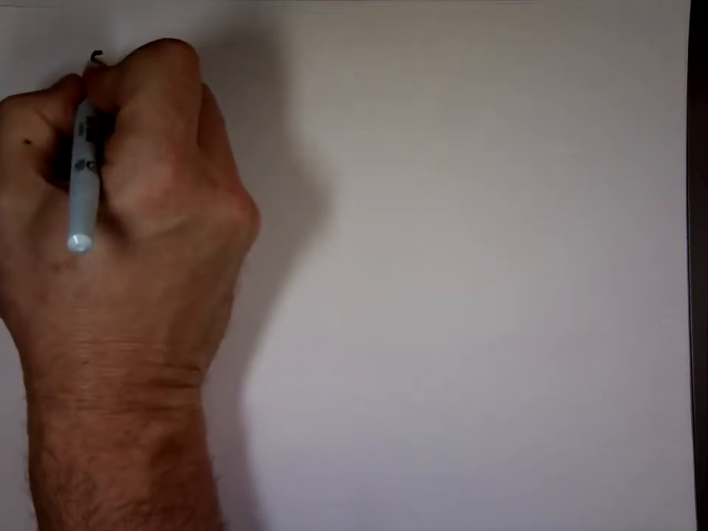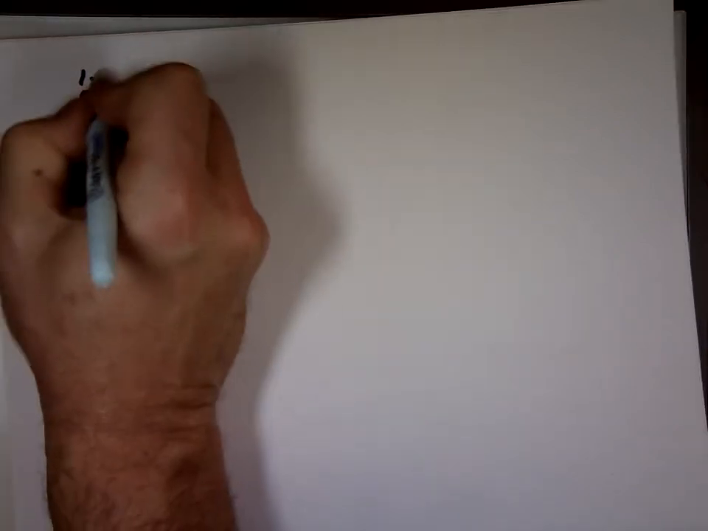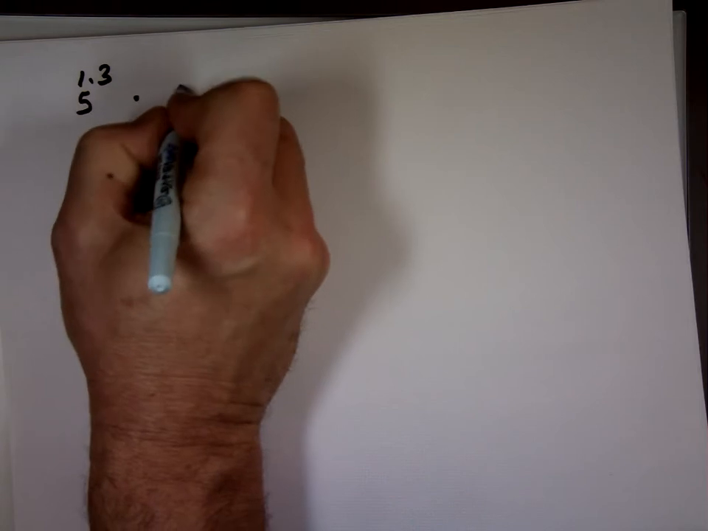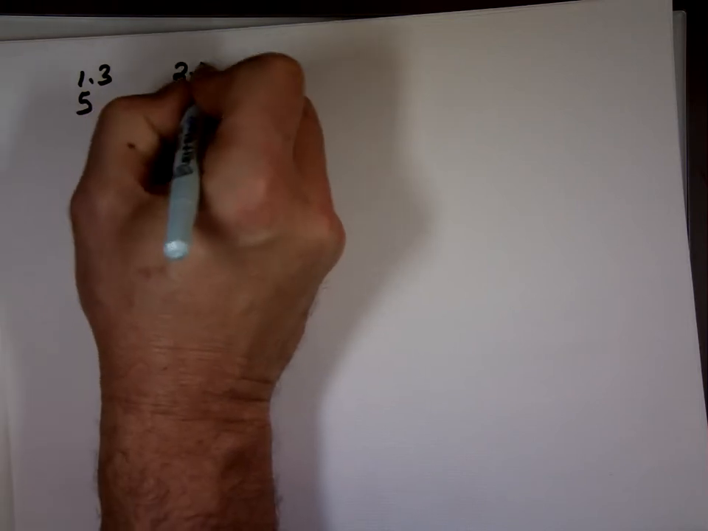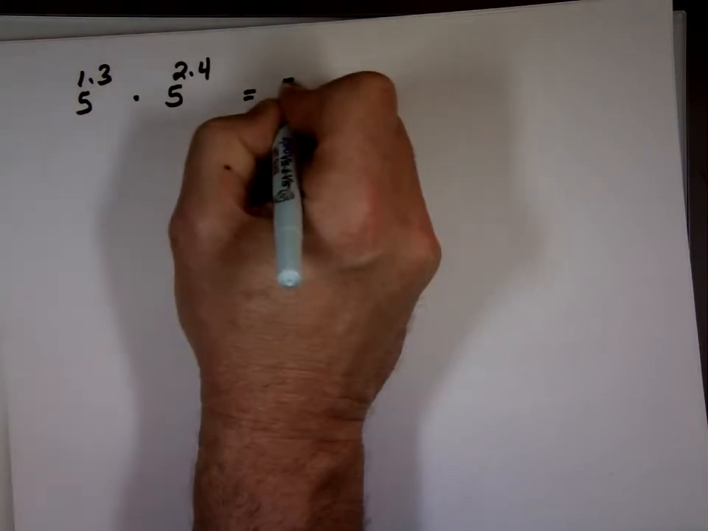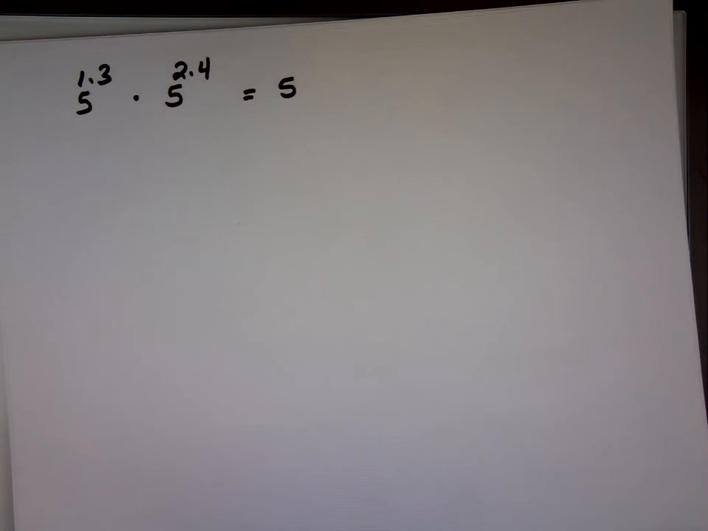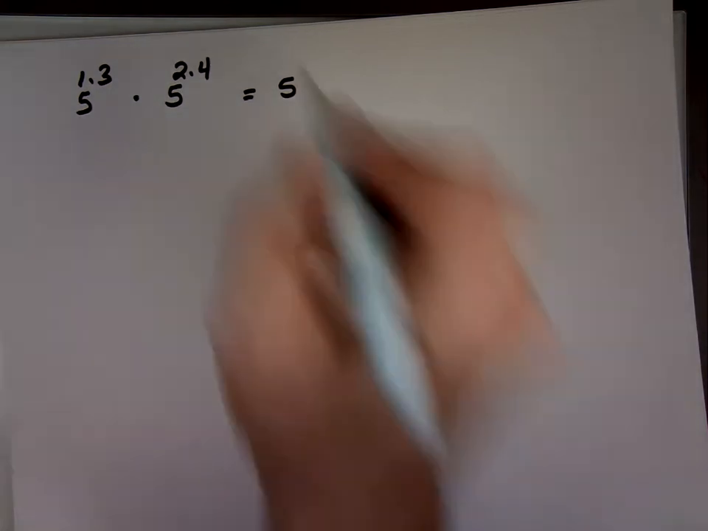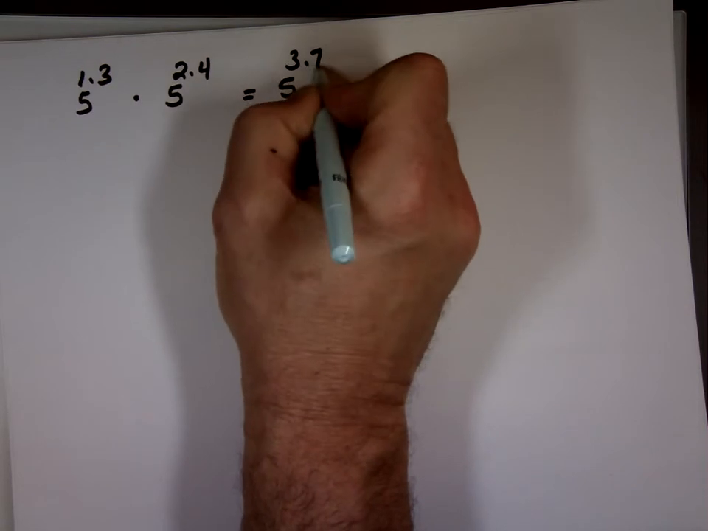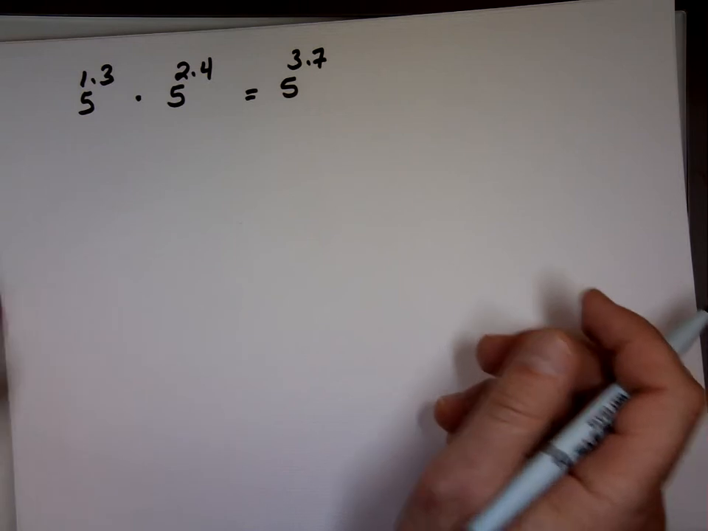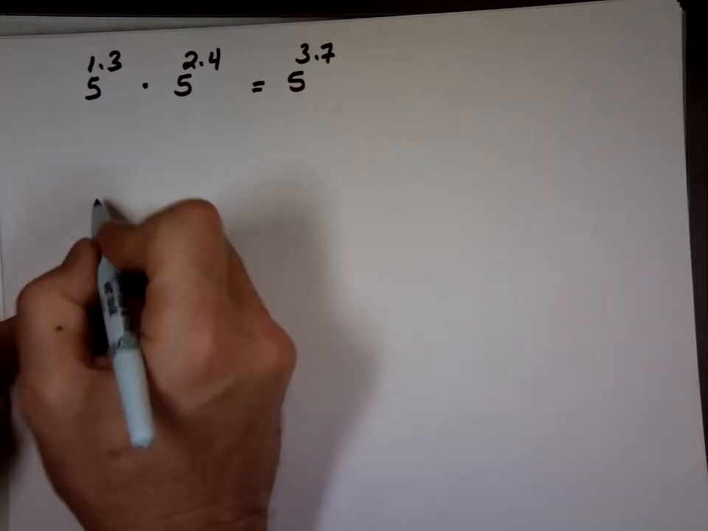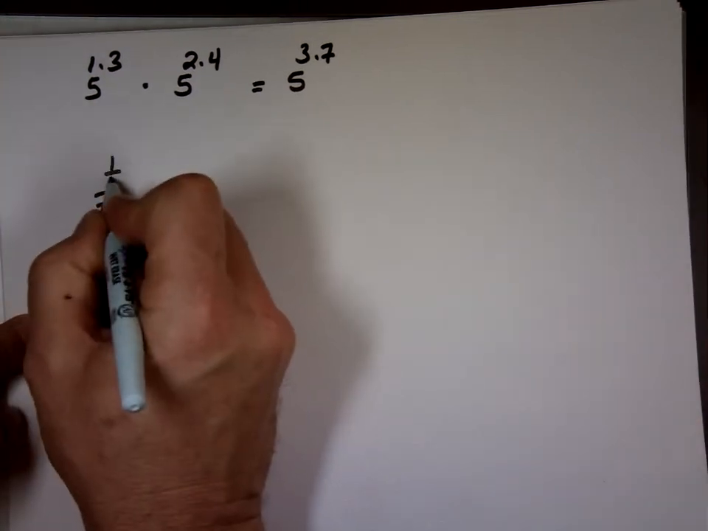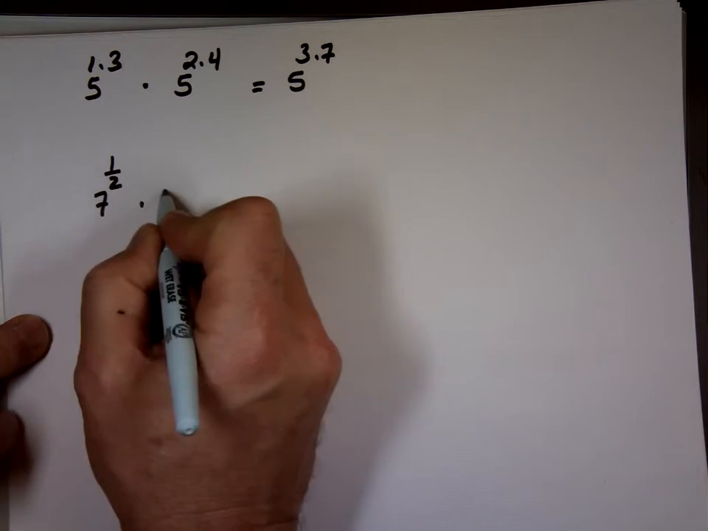5 to the 1.3 power times 5 to the power of 2.4. 5 to what power? 3.7. You add the 1.3 to 2.4. 7 to the 1/2 times 7 to the 1/3.